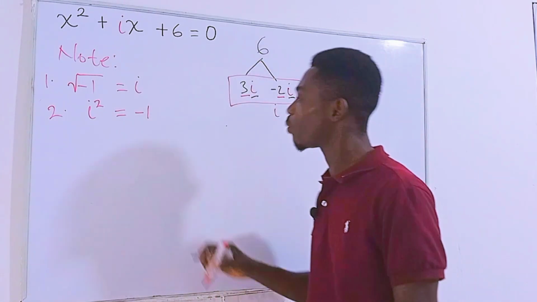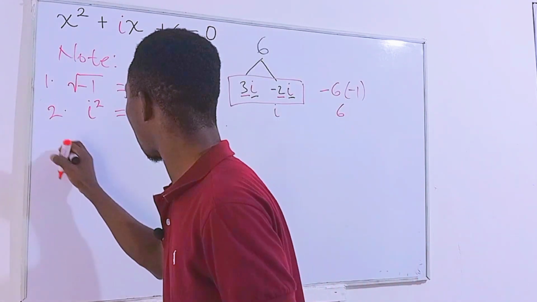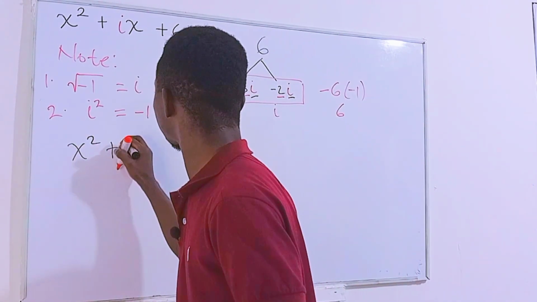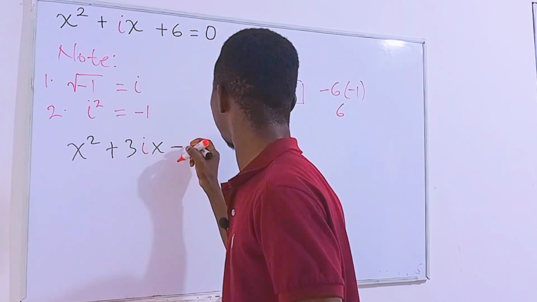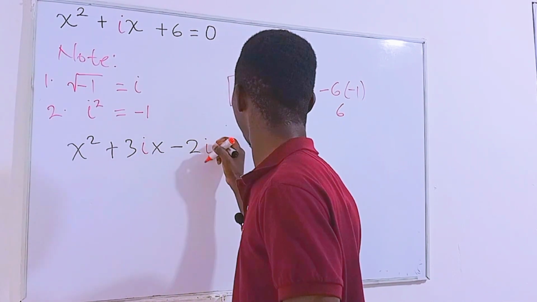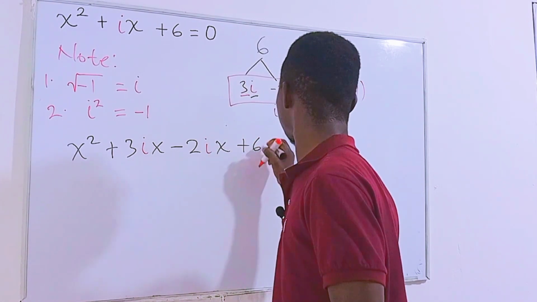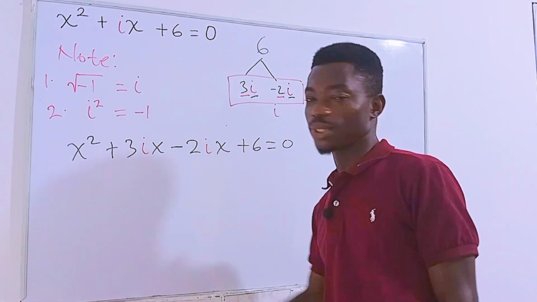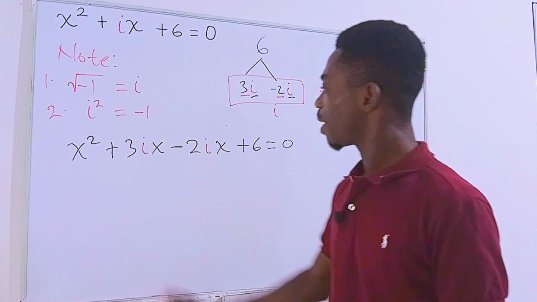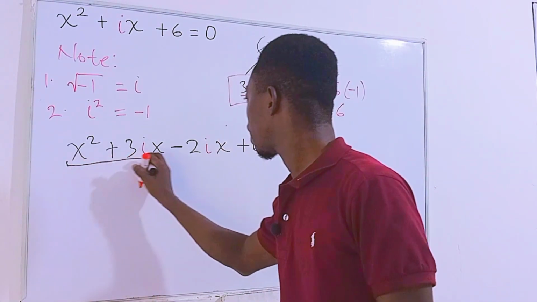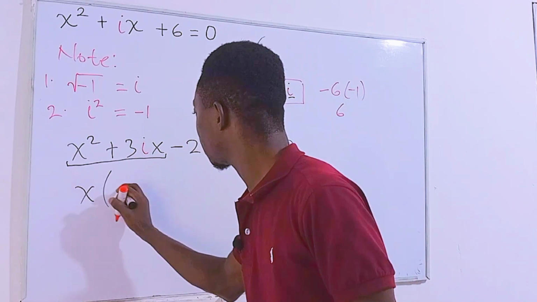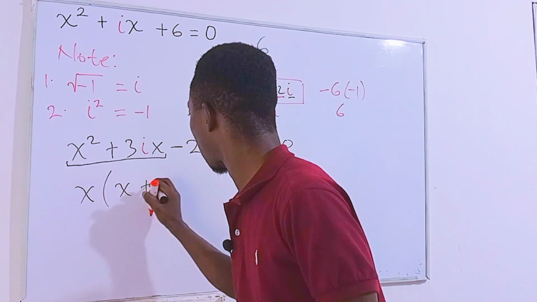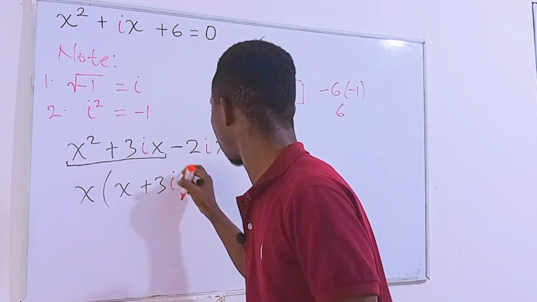So let's go ahead and write the new equation for that. We have x squared plus 3ix, then minus 2ix plus 6 is equal to 0. This is the new equation that we have now. Now, from these two terms, x is common, so we can just factor it out. Then inside we have x plus 3i, just like that.